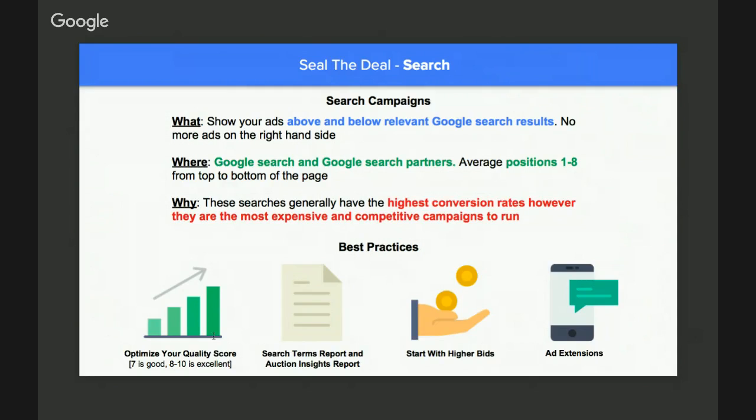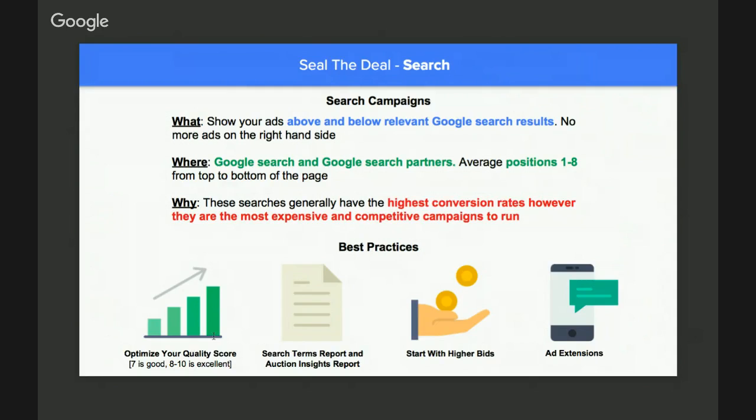So I don't want to show up for that term. I don't want to show up for that term. You could also look at the auction insights report, which shows you what other websites are bidding on these terms. So it's a good way to understand what your competitors are doing, and then also what your users are actually searching.